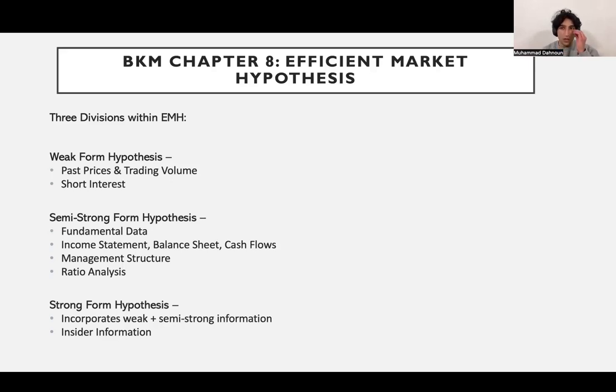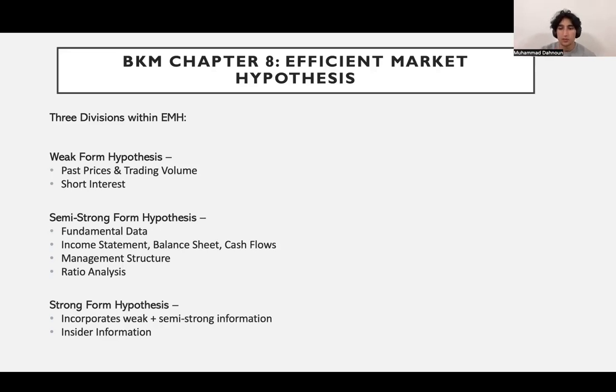And then the last form is strong form hypothesis. It incorporates weak and semi-strong information, so all the previous information we just mentioned, along with insider information. So the most useful information in essence is insider information, so information that the top dog of a firm knows. So the CEO, he or she is obviously aware of everything that goes on within the company. And any information they have or give to anyone that's not readily available to the public would be considered insider information.